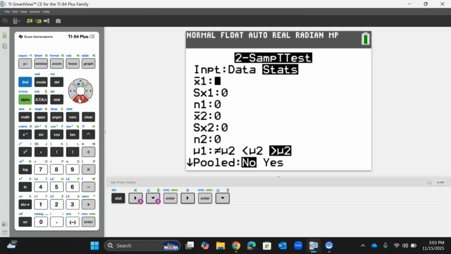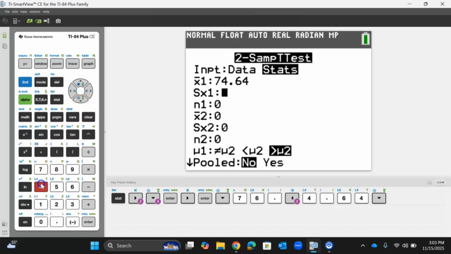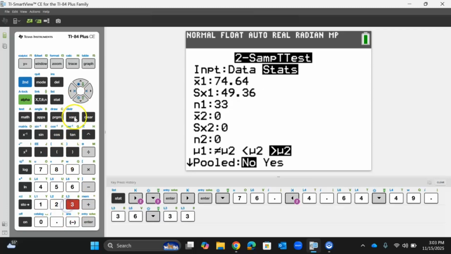And then I'm going to enter in, remember group 1 was all of our sociology textbook information. So the sample mean was $76 and nope, $74.64. Reading comprehension is an important and powerful skill, everyone, just as I demonstrated with my error there. My standard deviation was $49.36. And then the sample size was 33 textbooks.